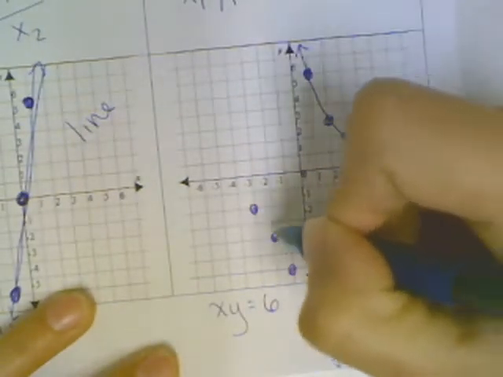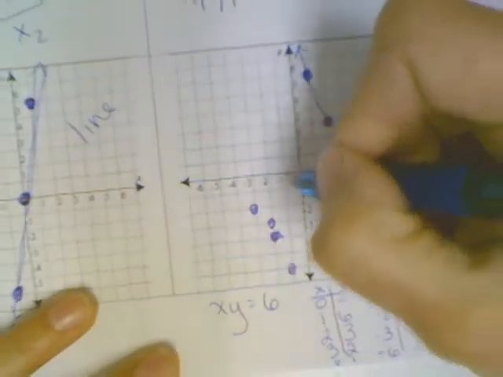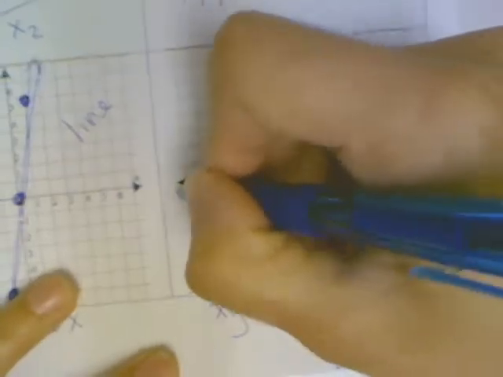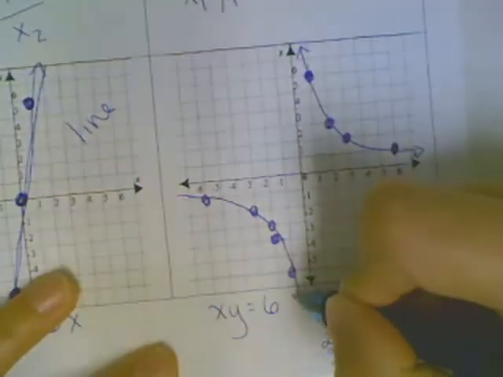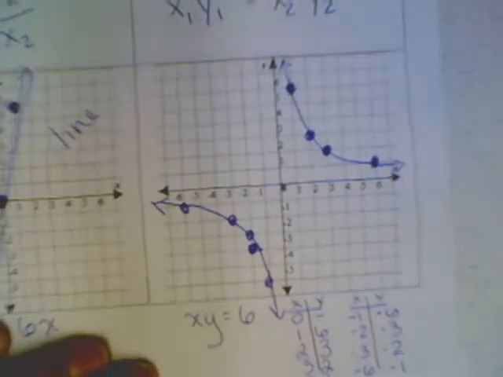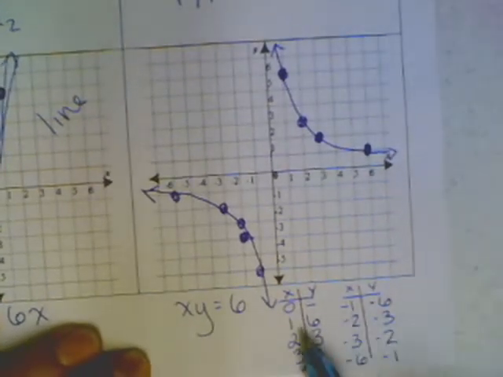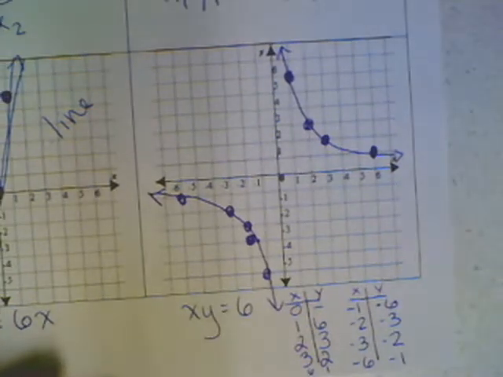I graphed this one on the wrong spot. Negative 6, negative 1. There's a symmetrical looking graph in the third quadrant for this indirect variation as well. Indirect variation has a very strange looking graph. But the nice part about it, it's very easy to find ordered pairs that fit along with it.